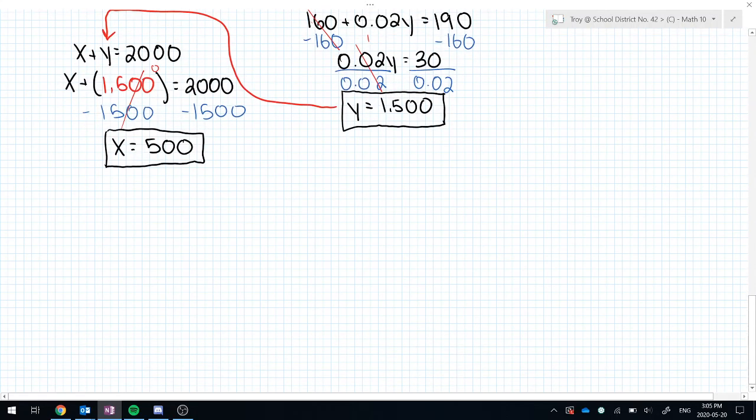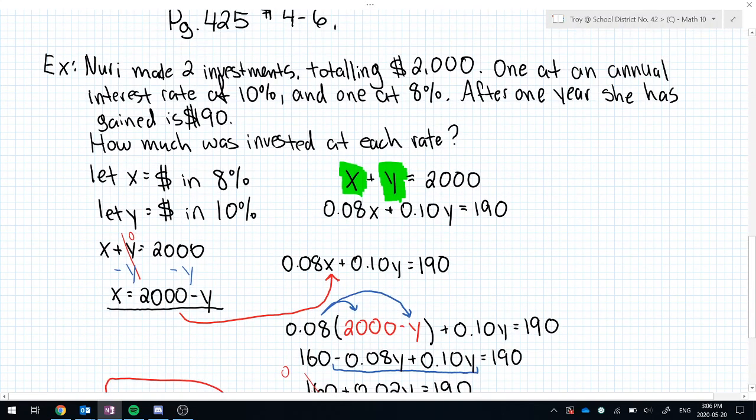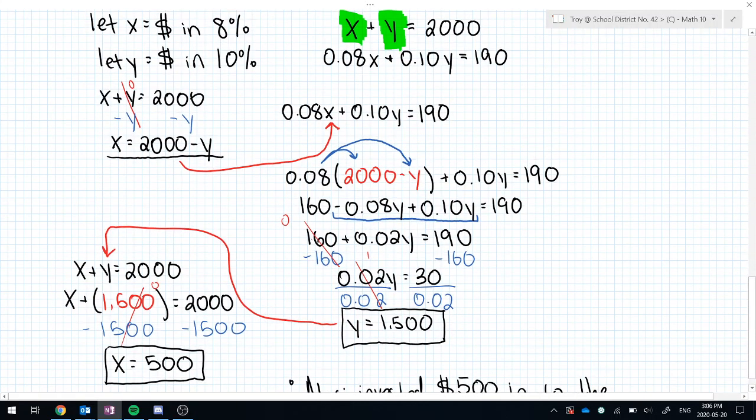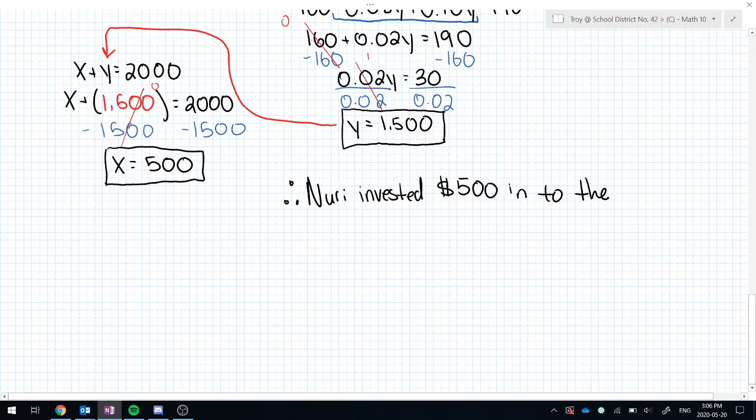Okay, so we can answer our question now. Therefore, Nuri invested $500 into the, wait, so that was x. So if we go back up here, let's look at what we said x is. X is the 8% account. Okay, so we need to make sure we pair the right answer with the right account. So x was the 8% account.